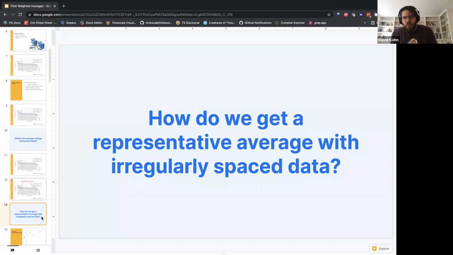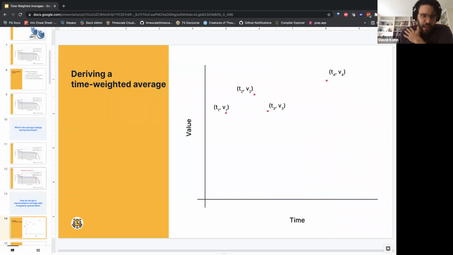So the basic question that we're trying to answer here with a time-weighted average is how we get a representative average when we have irregularly spaced data. So I'm going to go into a little bit of theory now, and then we'll get into some more stuff, like examples of how to do this in SQL in a bit. So the theory behind this.